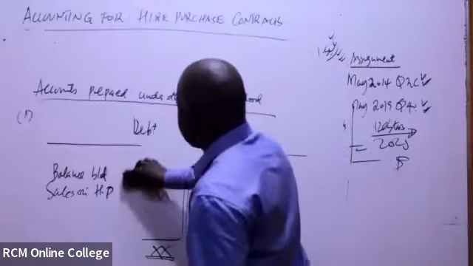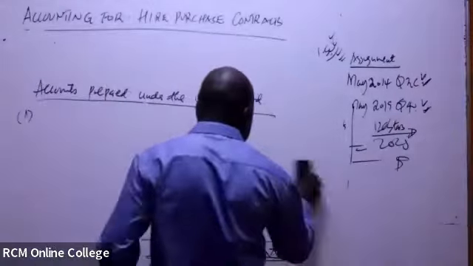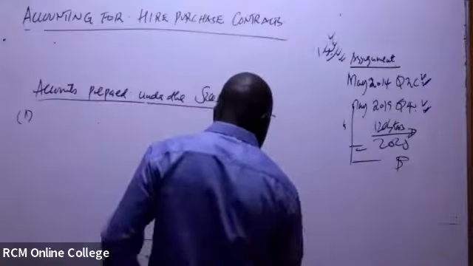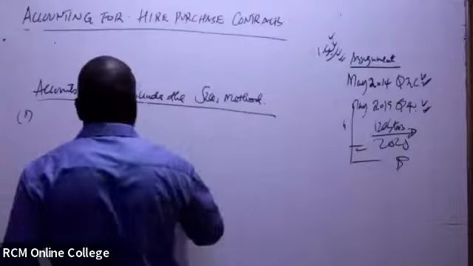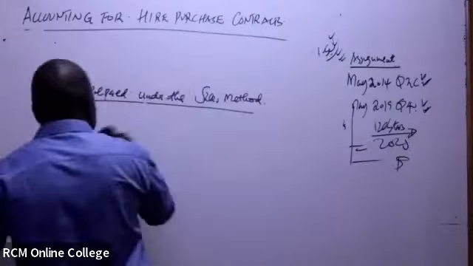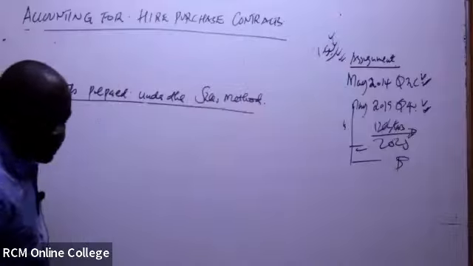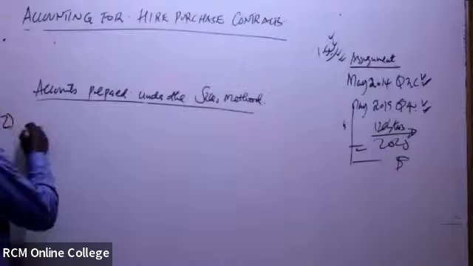So we can look at another account. That is number one. We can look at account number two that will be prepared to assist in this accounting. We can have number two, the repossession account.